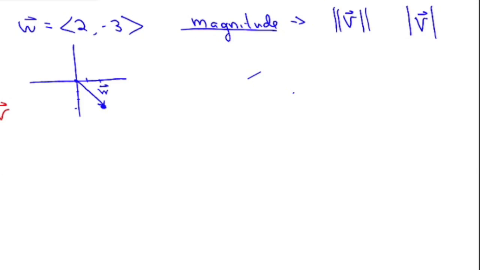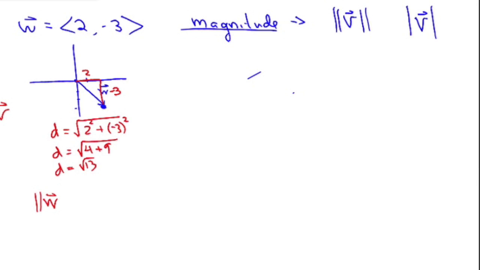So, how do I find the length of W? The magnitude of W, what could you do? Pythagorean theorem. You set it up as a nice little right triangle. You know this side is 2, you know this side is 3, well, technically negative 3, but it doesn't matter. Then the distance of W is the square root of 2 squared plus negative 3 squared, which is 4 plus 9, square root of 13. So the magnitude of W is equal to the square root of 13.